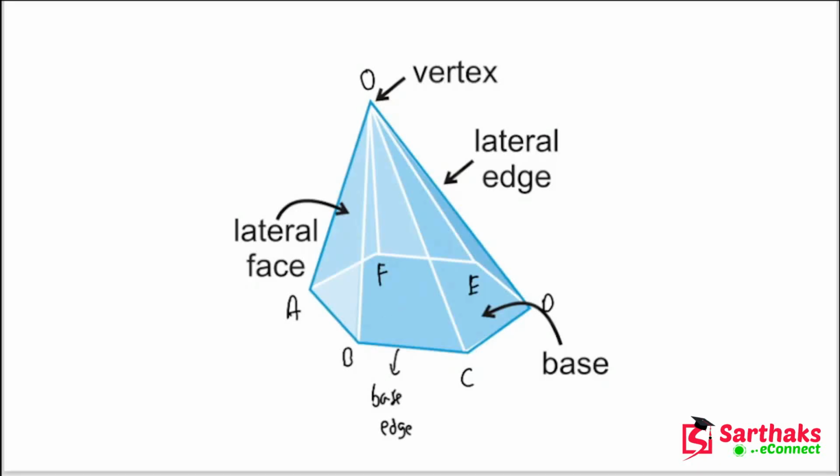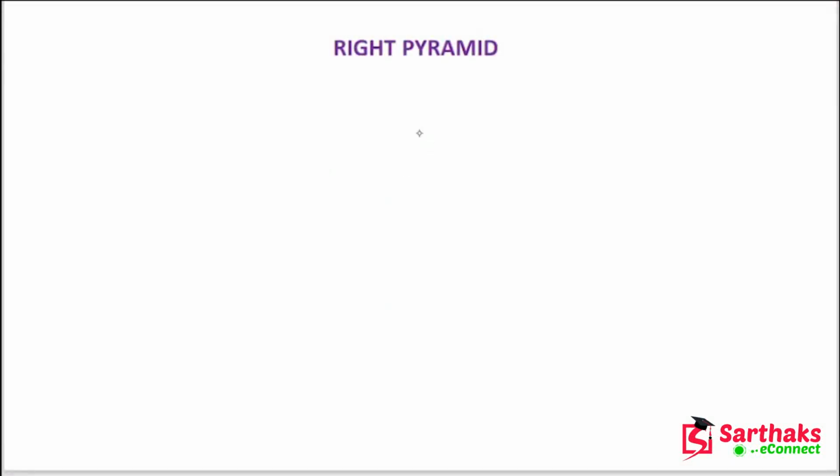Okay, now let us move on to defining what a right pyramid is. As we have studied in the starting of the lecture, a right pyramid is actually upright, or you can say whose axis is perpendicular to the base. So that is the only definition we can write.